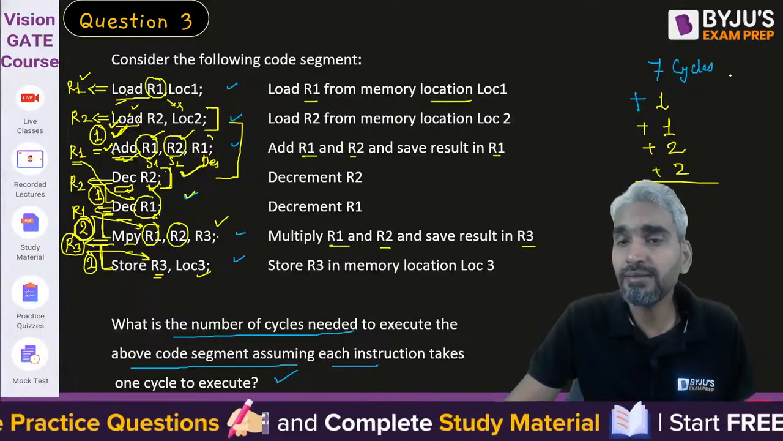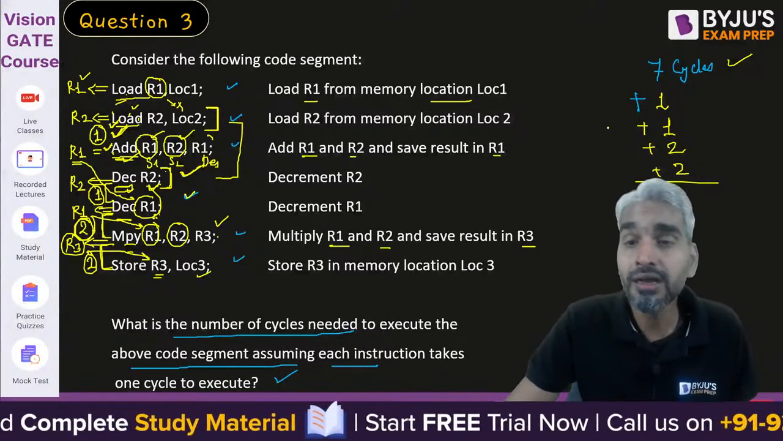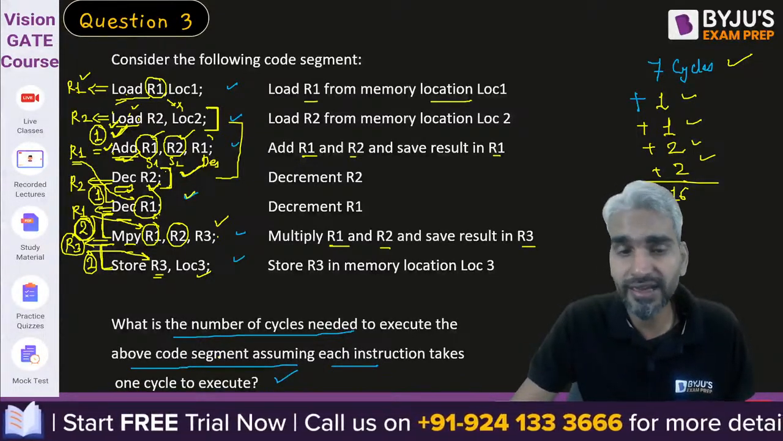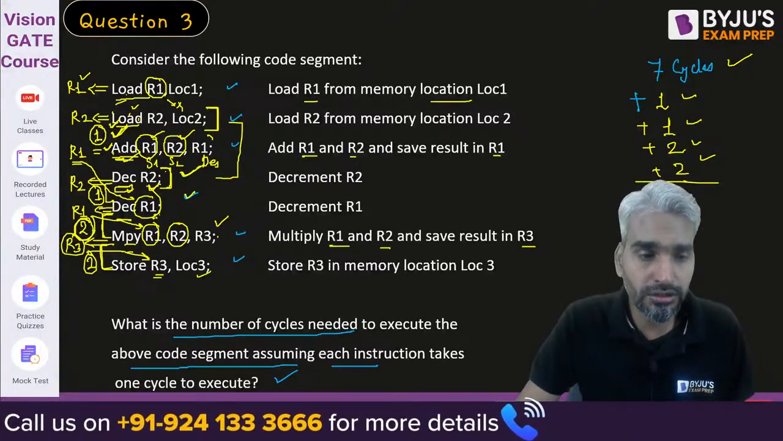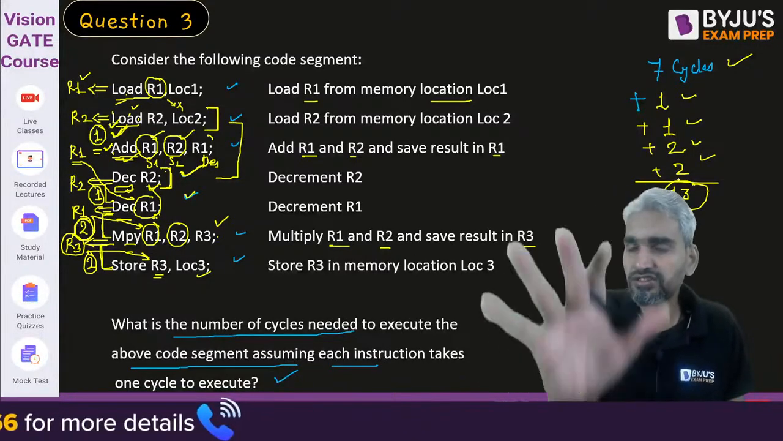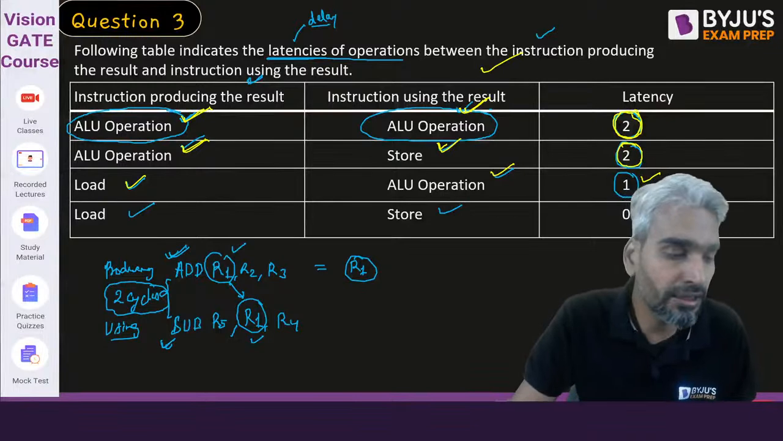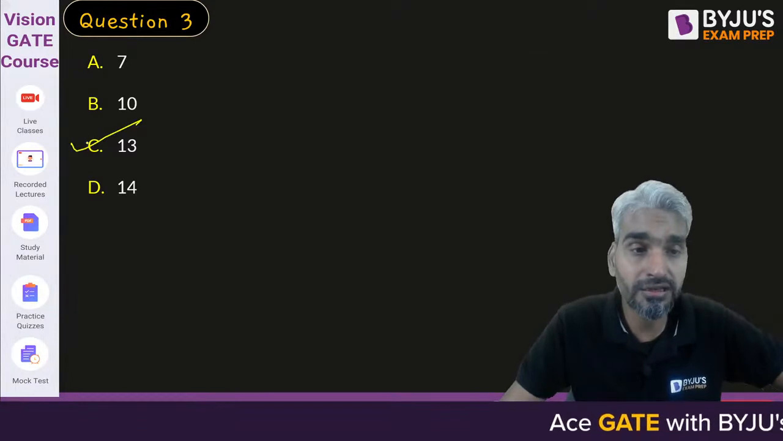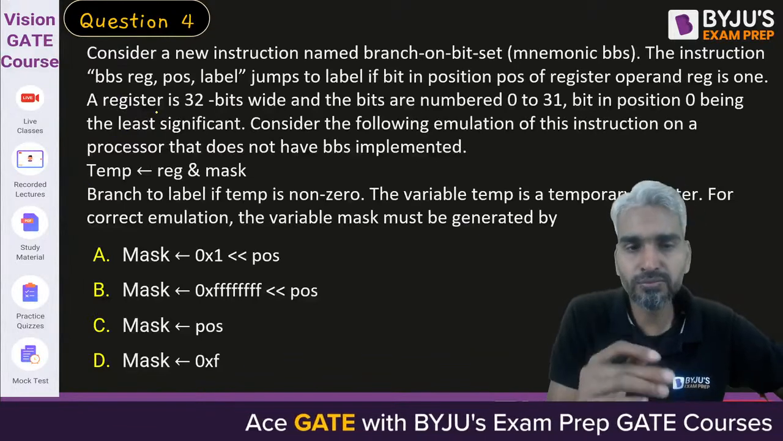So this is the overall time. 7 cycles are required for the execution of these 7 instructions. Apart from that, the delay of 6 cycles will be included. So the overall number of cycles required for the execution of this program will be 13 cycles: 7 cycles for the execution of 7 instructions, and a delay of 6 cycles because of these dependencies. Therefore, the correct answer will be 13. Clear? That's for question number 3. Let's move to question number 4.